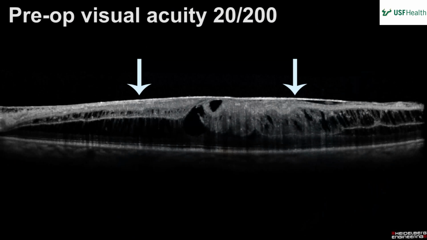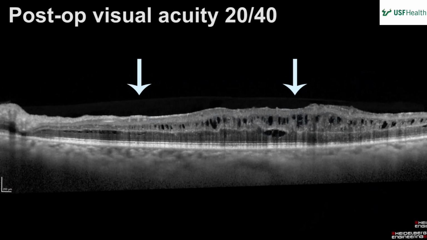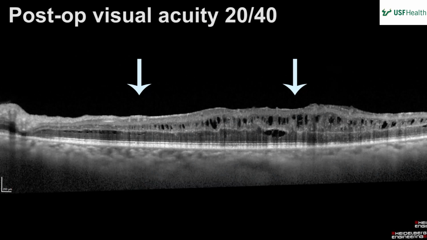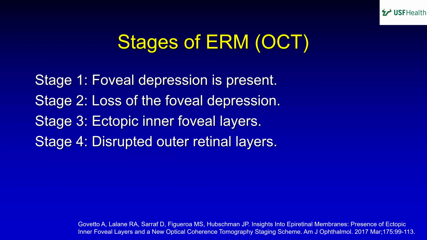This person, of course, did well because you're seeing the video. They were 20/200 and they came up to 20/40 pretty quickly. So on average, people return halfway to normal, although this lecture is not about that.